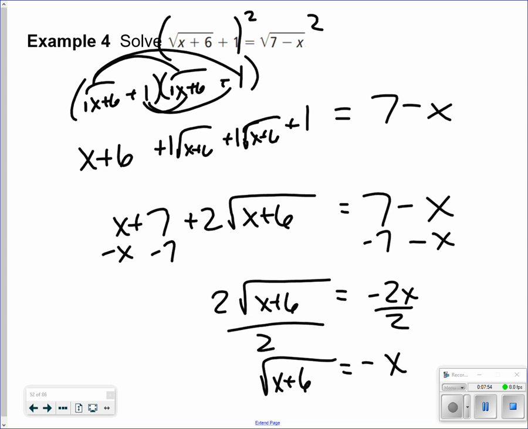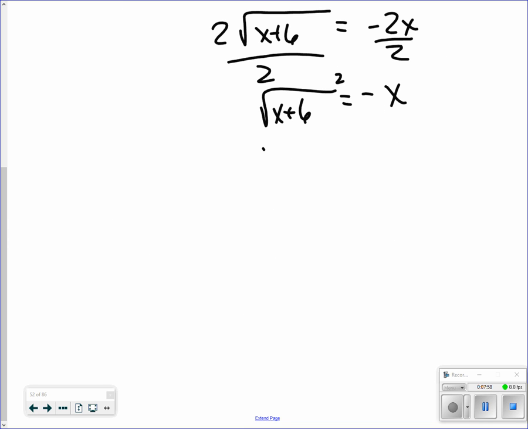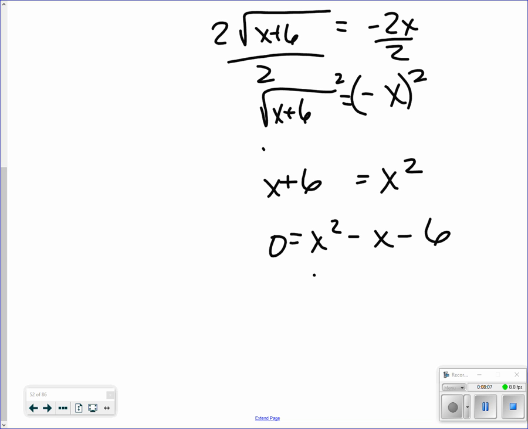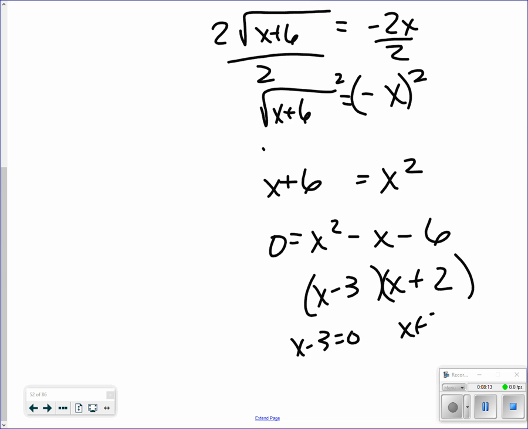And now I'm down to 1 radical that I can keep going on here. So I'm going to square both sides. Now, when you square the negative, you're going to get a positive. I'm going to move everything to one side of the problem. I'm going to factor. And then I'm going to set my parentheses equal to 0. So I did a lot of work there pretty quickly.